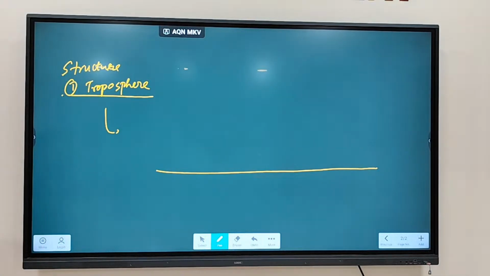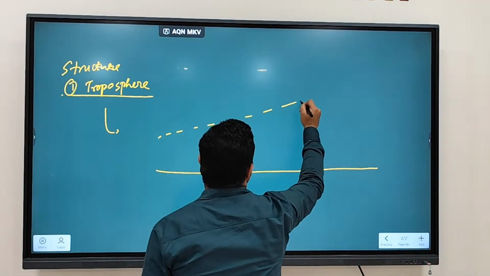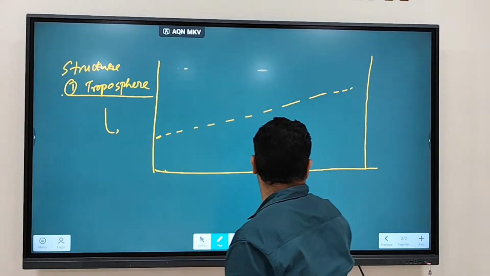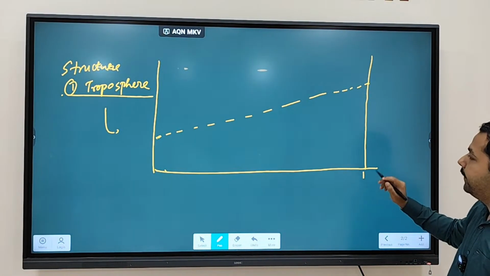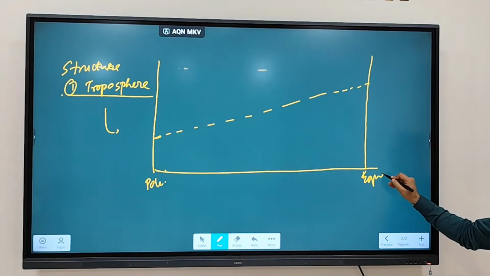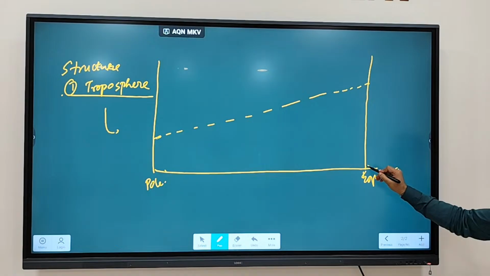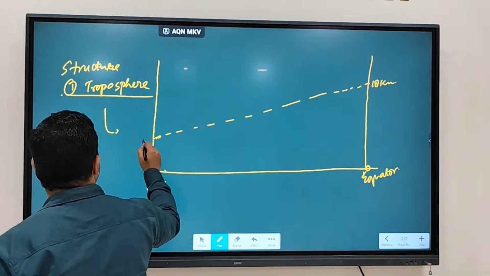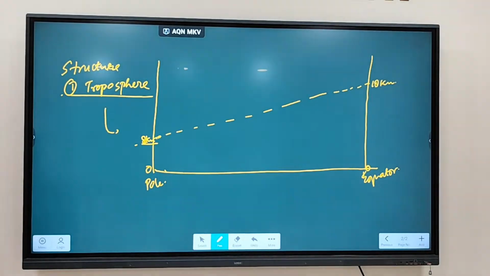Troposphere. Now, if you see the troposphere extension, this is the pole region, and this is the equator region. At the equator, generally you see extension of the troposphere up to 18 kilometers. At the poles, generally you are going to see around 8 kilometers of extension. So this is how you see variation in the height of the troposphere. At the equator, the troposphere extends up to 18 kilometers, and at the poles it extends up to how much? 8 kilometers.